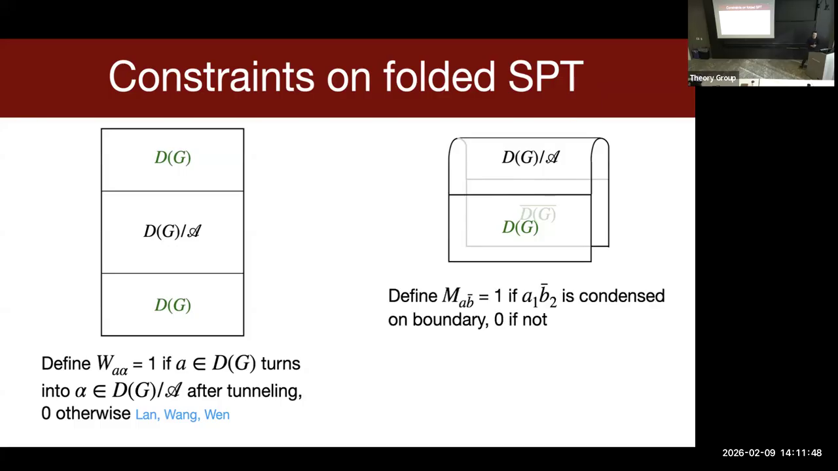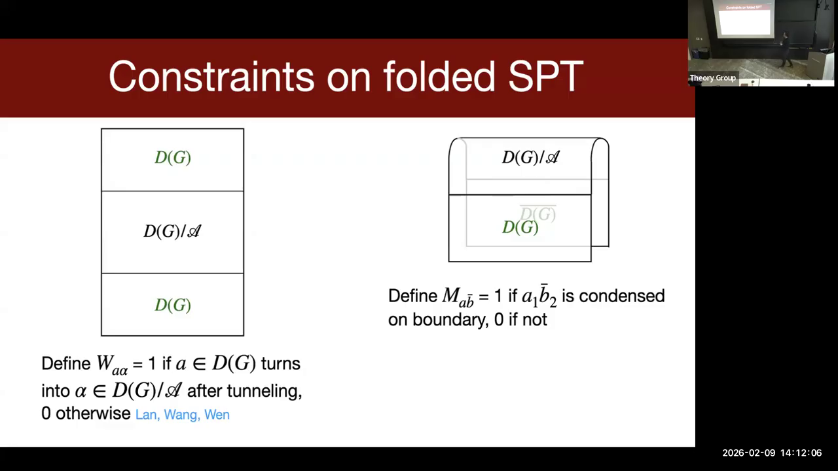Okay, so that's what's happening on the left-hand side. I'm imagining if I have an anyon A in here and it tunnels to alpha there, then this matrix is 1 and 0 otherwise. And if there's some fusion multiplicity, you can also put that in there.